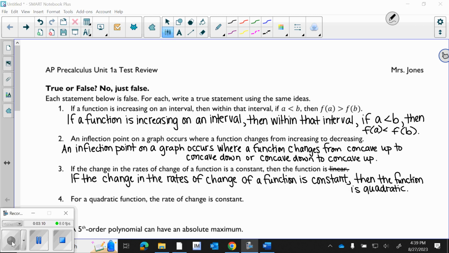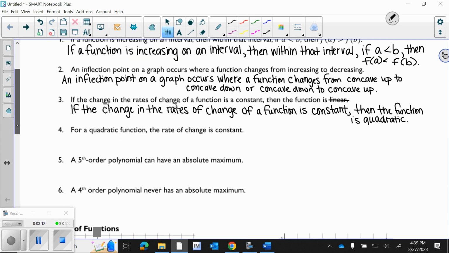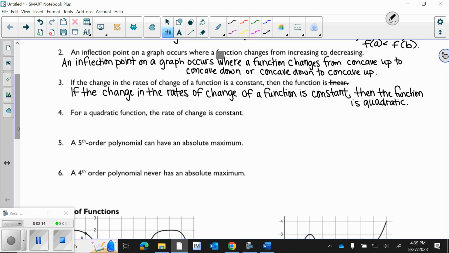All right, so let's look at this next one. For a quadratic function, the rate of change is constant. Well, I actually gave you the answer in the one before. The rate of change is constant for a linear function. So let's rewrite that.